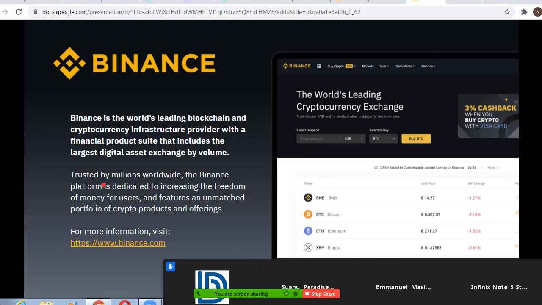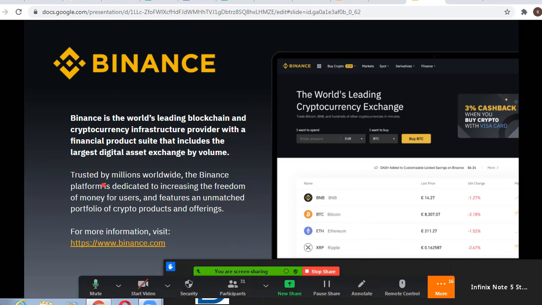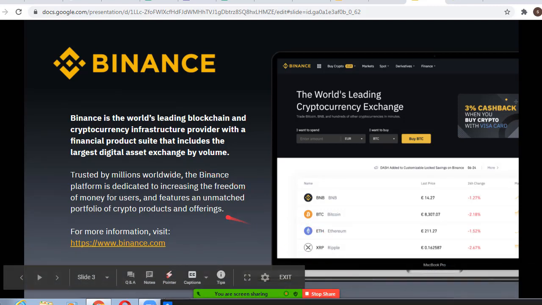So it makes Binance very good, and when I say the best, I mean the best cryptocurrency exchange that you can use for trading cryptos and other crypto related assets. So that's very important. Okay, so let's move further.